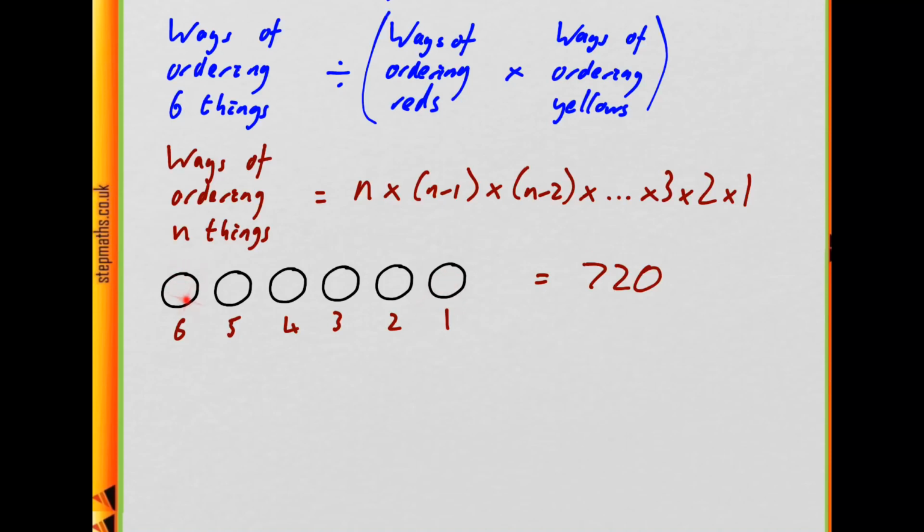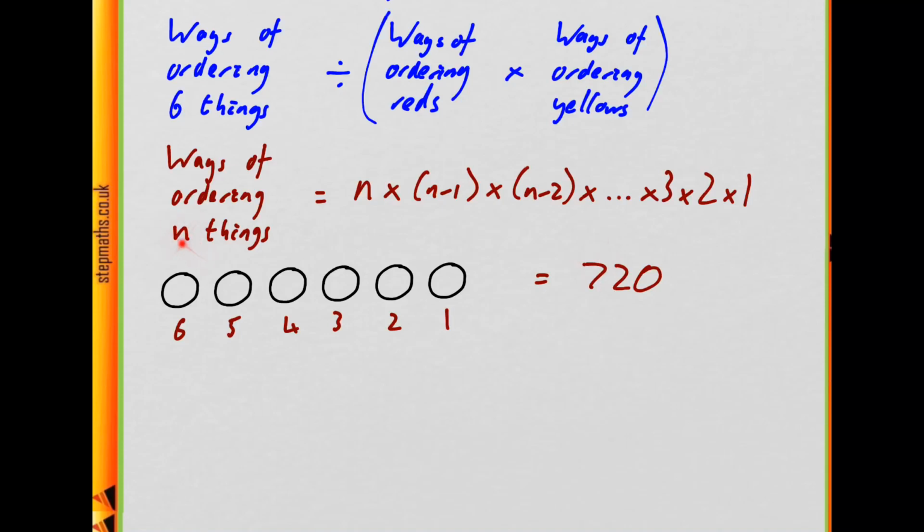And then for each of the 6 things I put here, there's 5 different things I can put here. So that makes 30 things, 6 times 5 for the first 2. And it's going to be 6 times 5 times 4 for the first 3, etc. So our total number of ways of putting 6 things in the 6 places is 6 times 5 times 4 times 3 times 2 times 1, which is 720.